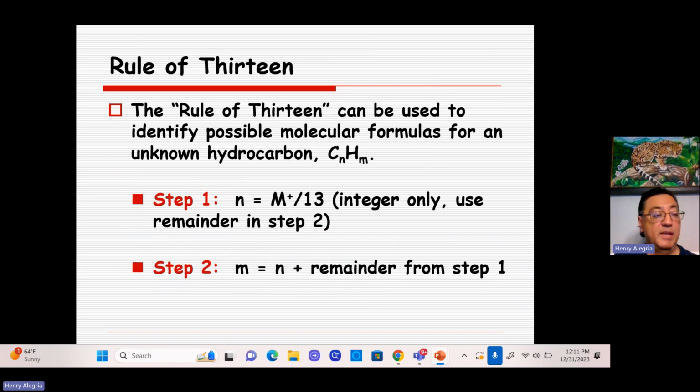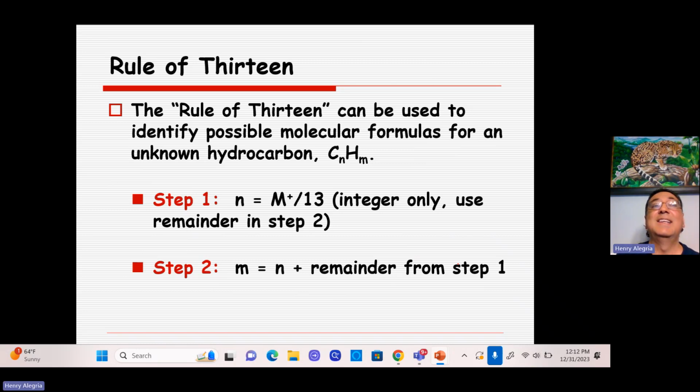Now, sometimes we don't have the M+1 information, but we do know what the molecular ion is. But somehow the M+1 peak isn't there. We don't have it. The information is not provided. What we can then do is invoke what is called the rule of 13. Now, the rule of 13, to be perfectly clear, applies for hydrocarbons, for molecules that contain only carbon and hydrogen.